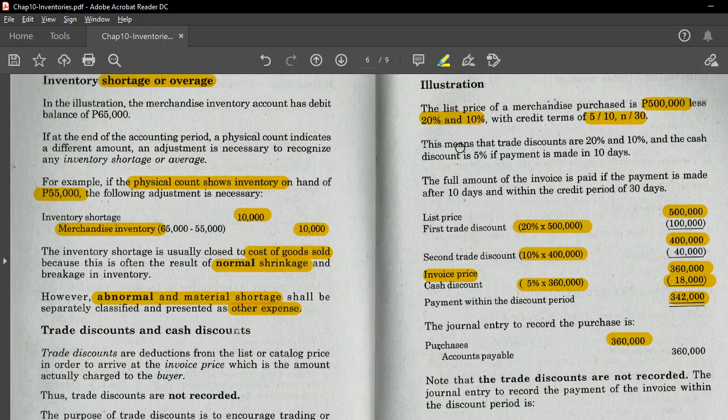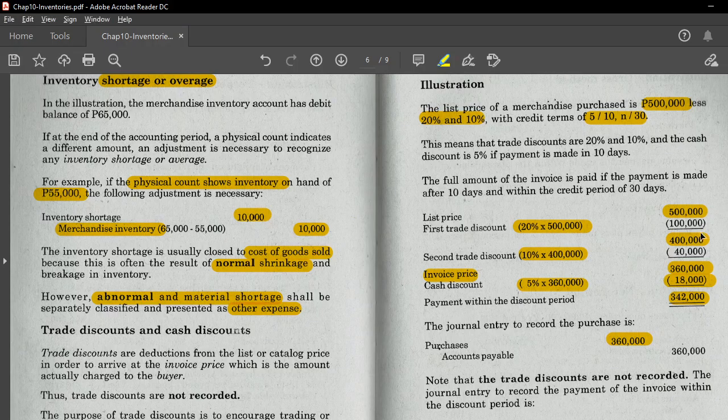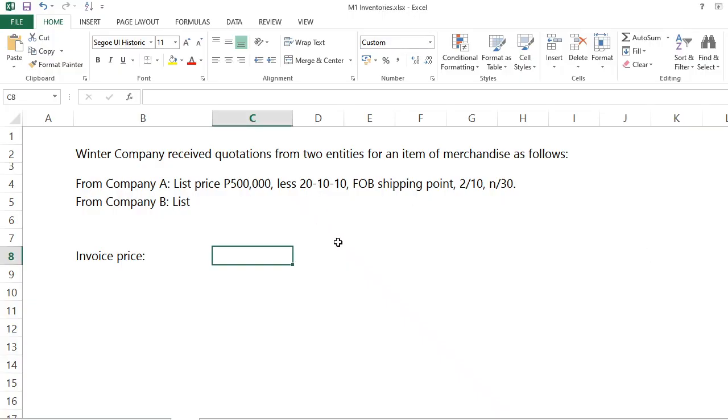Kaso, hindi siya 20-10. Kundi, 20-10-10. So, grabe no? Grabe yung discount. So, that's 500 times 20%. So, i-minus na to. Same lang gihapon, 400 magawas. Minus 10%, so that's 360. Plus additional 10%. So, 360 times 10%, so that's 36. So, 360 minus 36. So, you have 324 invoice price.